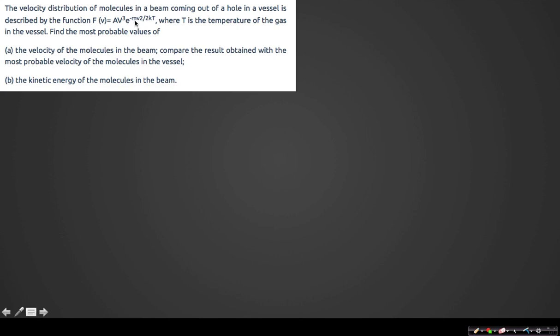This is mv square, right? It is e to the power minus mv square by 2kT. So it has given you a velocity function, and with this velocity function, you have to answer these 2 questions. So you try these questions by yourself.